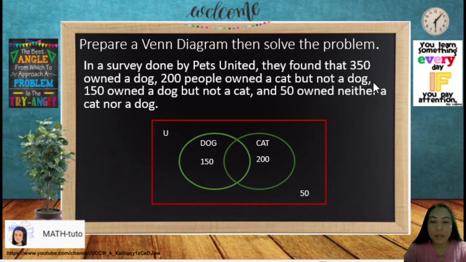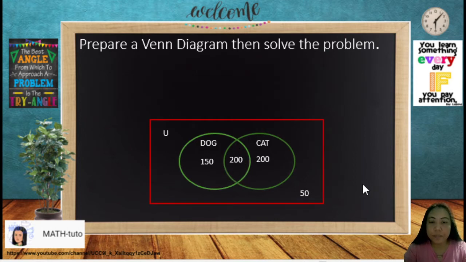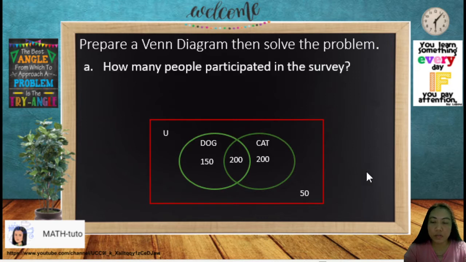Okay? Let's go back to 350. 350 owned a dog, and as we can see here, we already have 150. So 350 minus 150 is 200, which is the number that we will write here in the intersection. Okay? Let us answer the questions. Number 1, or letter A. How many people participated in the survey?